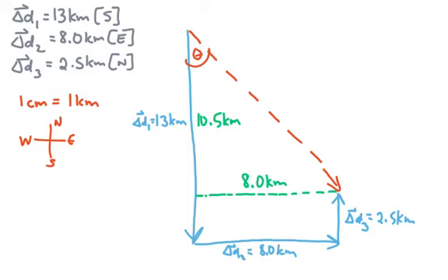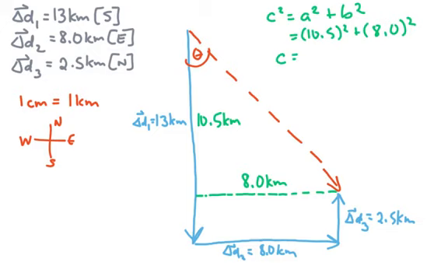I'm going to start with my c squared equals a squared plus b squared, and that's going to be for my length, as we know. So I've got my 10.5 squared plus my 8 squared. I'm going to find the value, and then I'm going to square root it again because I need to find the value of c alone. I'm going to bring my value to two significant digits, so I've got 13 kilometers.